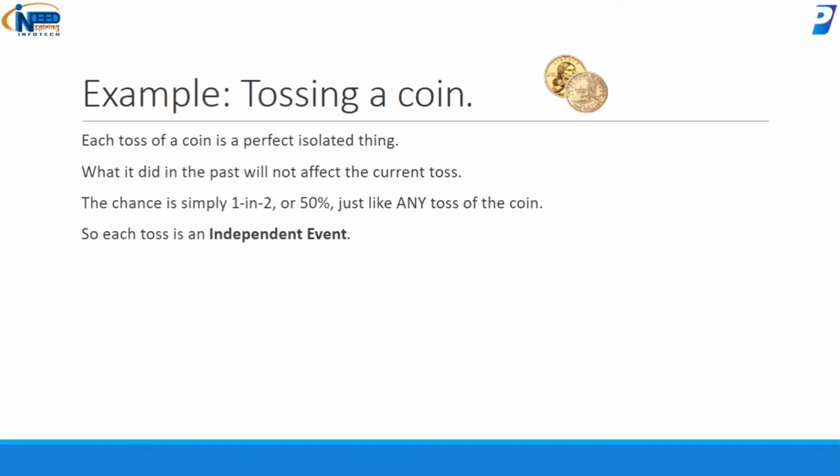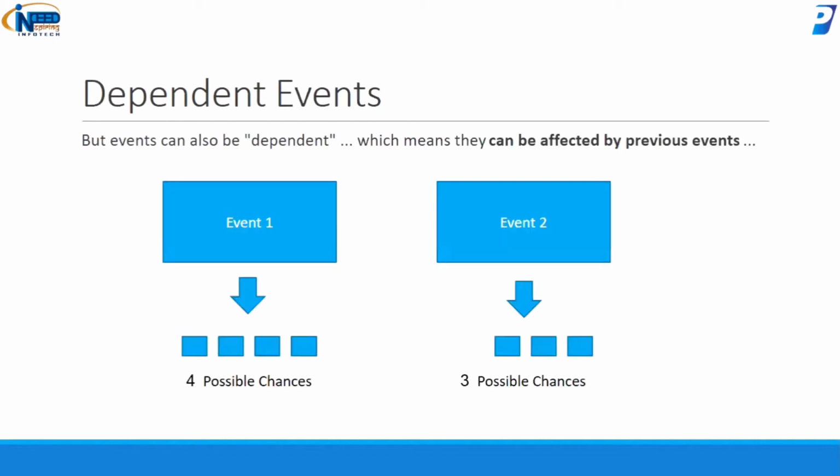Let us go further and understand dependent events. Here in the diagram, you can see that we have event 1 and then event 2. In event 1, the possible chances were 4 and in event 2, the possible chances remain 3. That means once event 1 has taken place, it is affecting the second event. If this is happening, these kinds of events will be called dependent events.